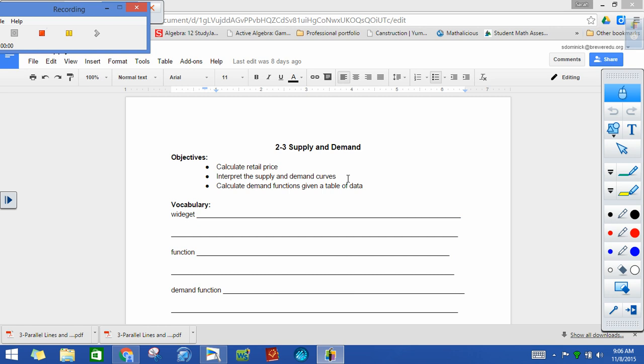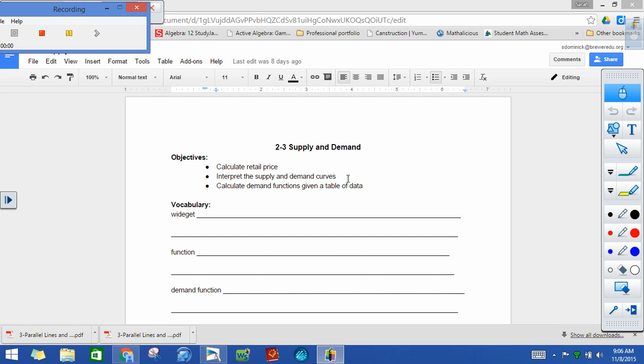So this is your 2.3 notes. It's on supply and demand, which I think are words you're used to. Your learning targets are, you are hoping that by the end of this video you can calculate retail price, interpret the supply and demand curves when they're given to you, and then calculate demand functions given a table of data. That last one is really similar to something you've already done in 2.2, finding a line of best fit. It's just with different data. It's with data on supply and demand instead of random things.